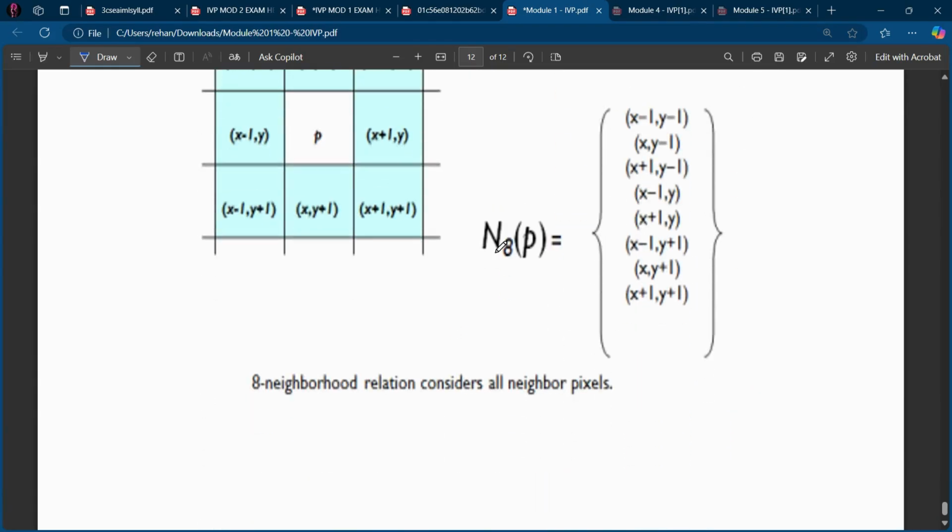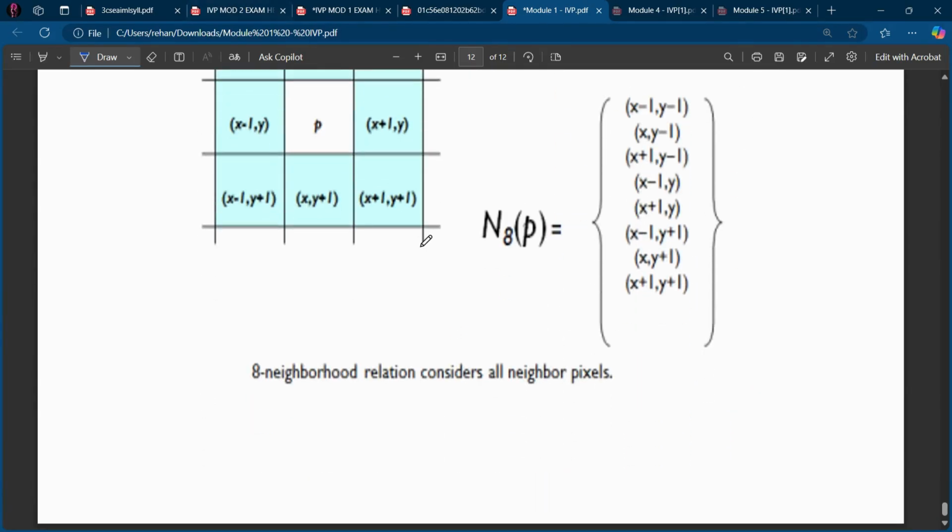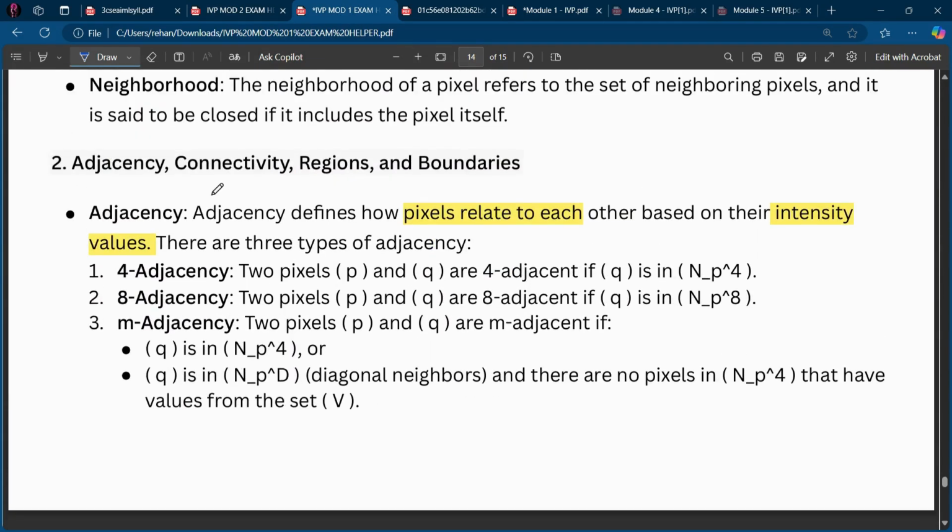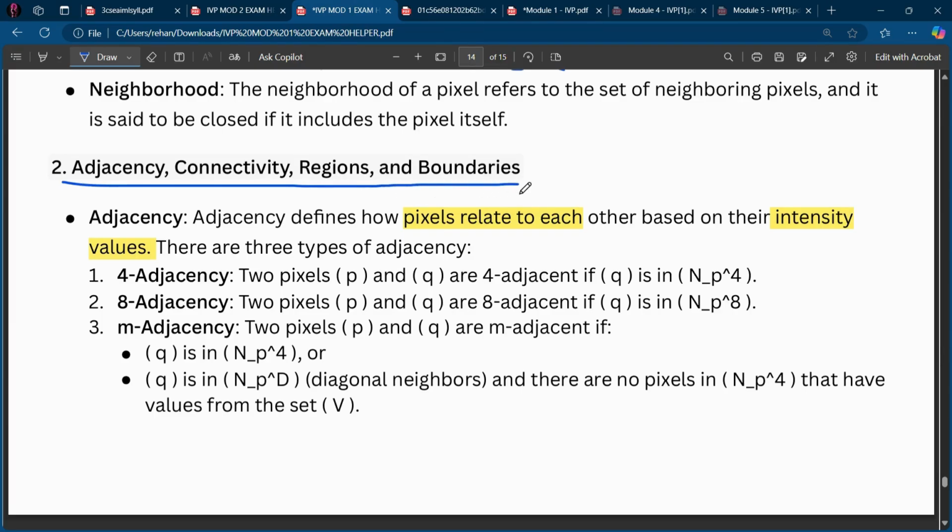So that's it, right? On this, then we'll move. And here in this PDF is just this much, but here we also have what is adjacency, connectivity, region, and boundaries. Very simple things.